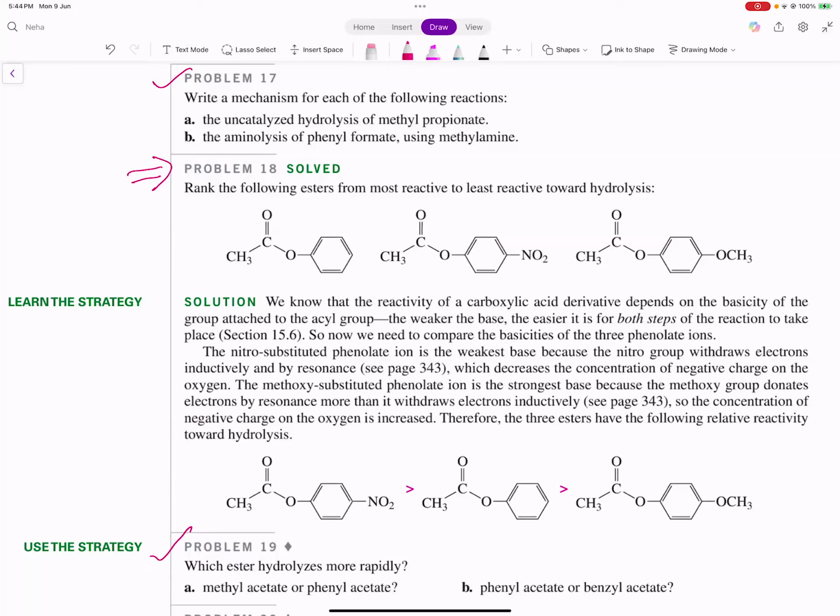Here, uncatalyzed doesn't mean that it has to be a neutral nucleophile. Yes, uncatalyzed means we are not going to use H plus. So it has to be neutral.